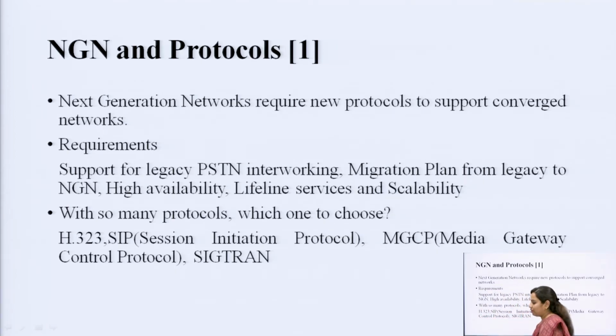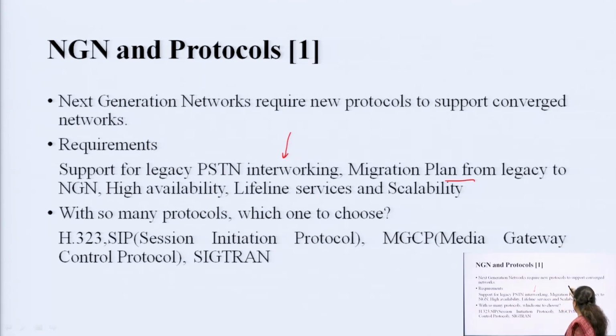Now, NGN and protocols. NGN requires new protocols to support converged networks. What are the requirements of this NGN? Support for legacy PSTN interworking, migration plan from legacy to NGN, high availability, lifeline services and scalability. So, these are some of the requirements associated with NGN, like PSTN internetworking. PSTN, public switched telephone network, is strictly used for the transmission and reception of voice signals, like for the public booths available for the landline phone, this PSTN is being used.